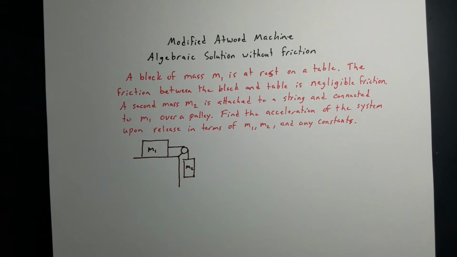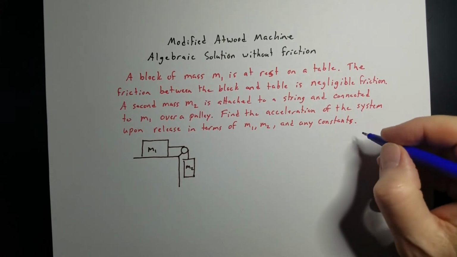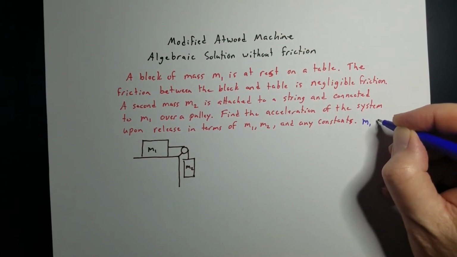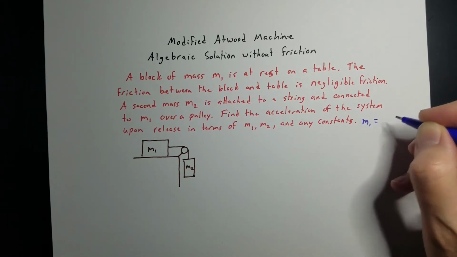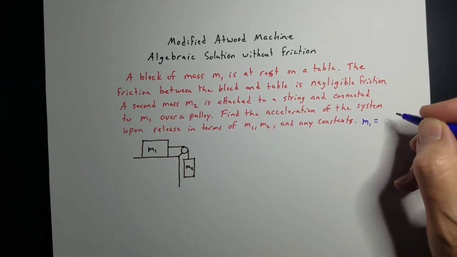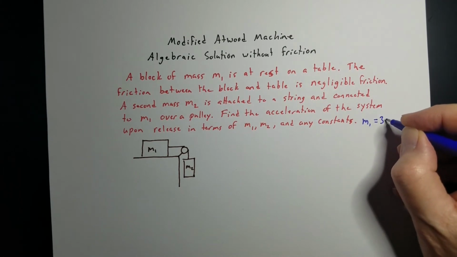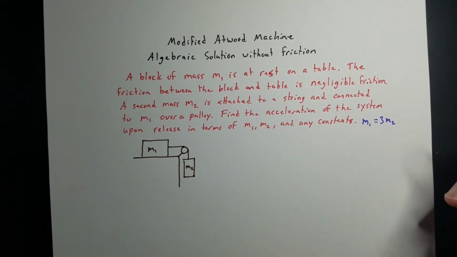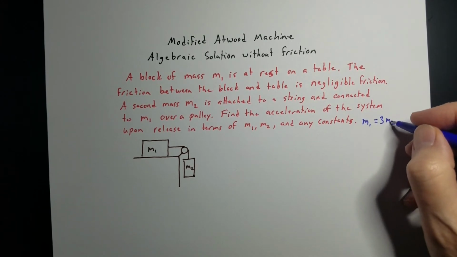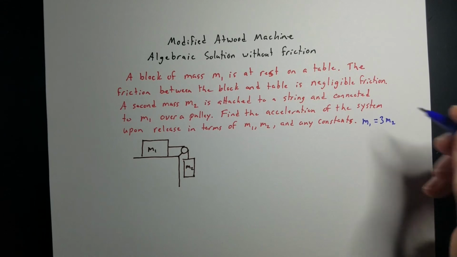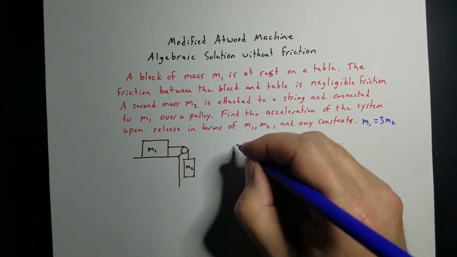Although I kind of did it before, let's solve one algebraically. And let's do something like this. Let's say M1 is equal to, I don't know, let's say 3 M2s. So M1 is 3 times the mass of M2. Let's see what we get there. So let's solve this algebraically first.